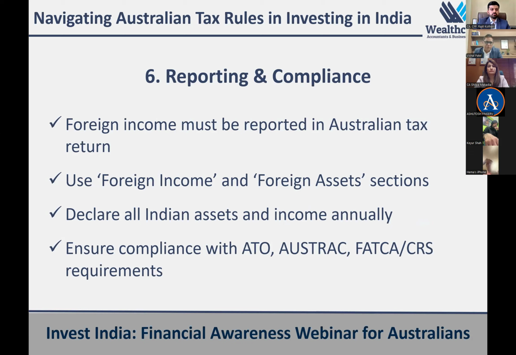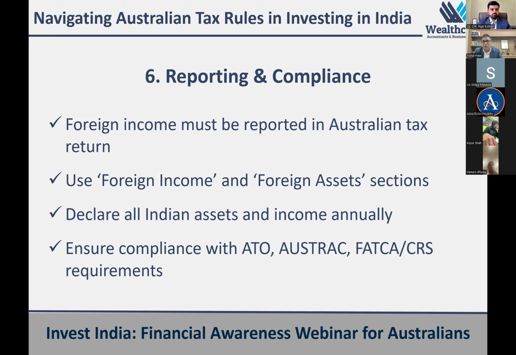Now you have made the investment. You start getting some income from there, either rental income, stock income, or investment income. Now, what are the reporting and compliance requirements for that? Foreign income must be reported on the Australian tax return. As I said earlier, there are two questions on the Australian tax return. One asks whether you have any foreign investment income. The second asks whether you have any real estate outside Australia with a value of more than $50,000. If you have not looked at those questions in the past, when you lodge your next tax return, please make sure you answer correctly.